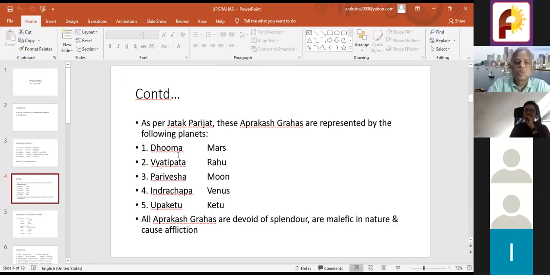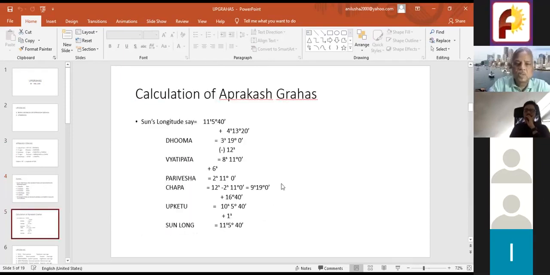So this is simple to calculate the longitude. We start with the longitude of Sun. Let's say the longitude of Sun is 11 signs 5 degrees and 40 minutes. In that, if we add, as I told you, 133 degrees 20 minutes or 4 signs 13 degrees 20 minutes, we get the longitude of Dhoom. And if we subtract this longitude of Dhoom from 360 degrees, we get the longitude of Vyatipat.